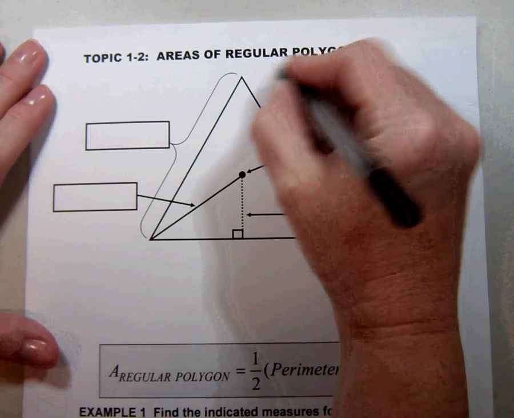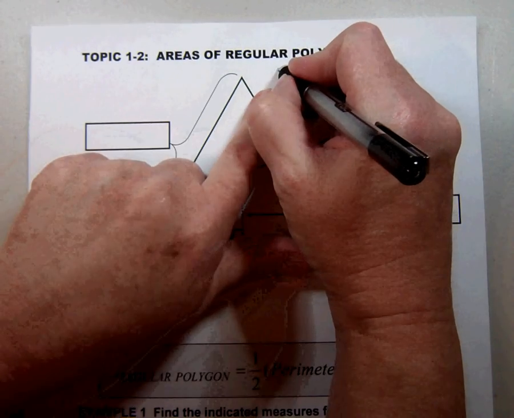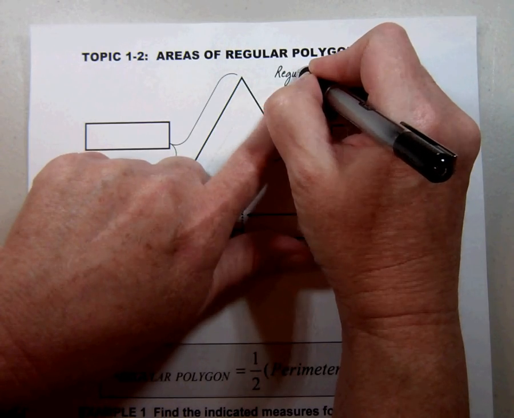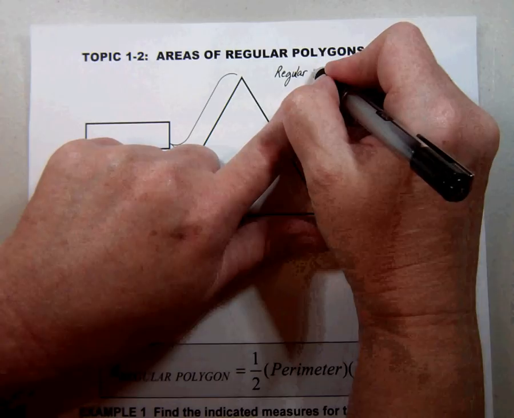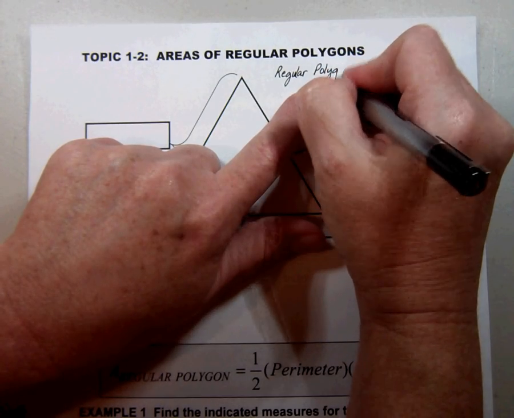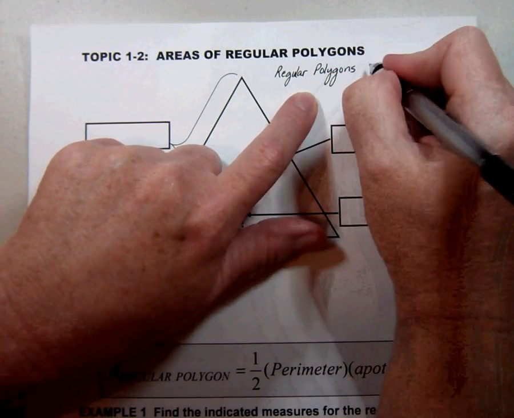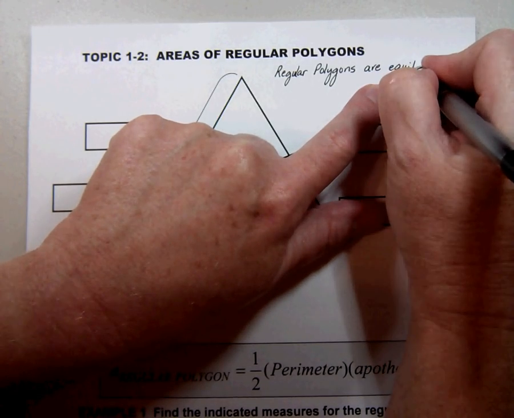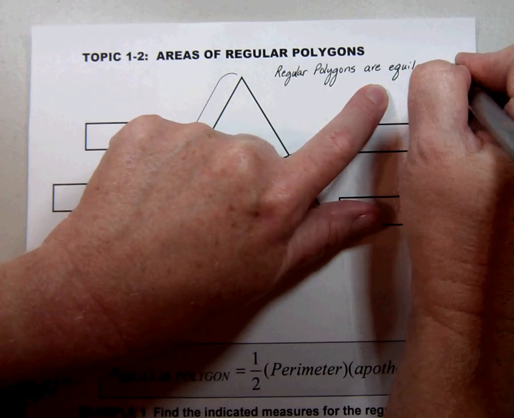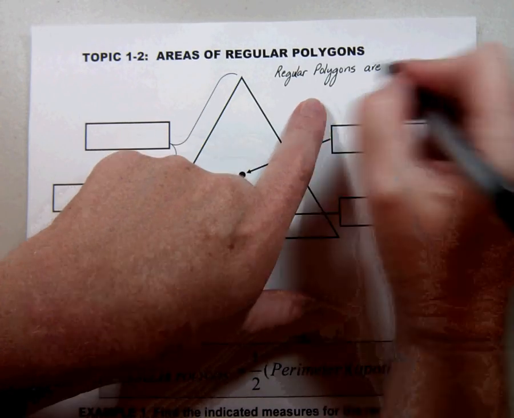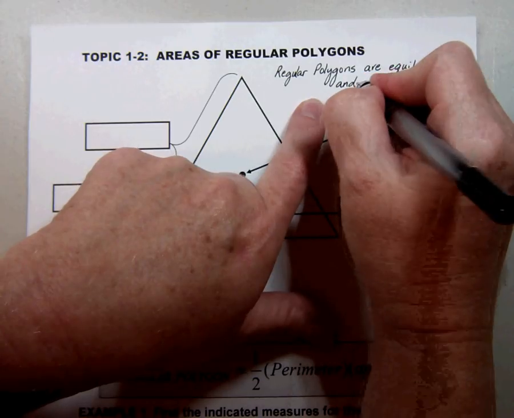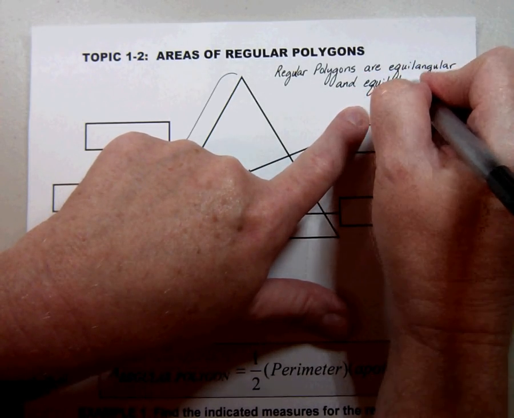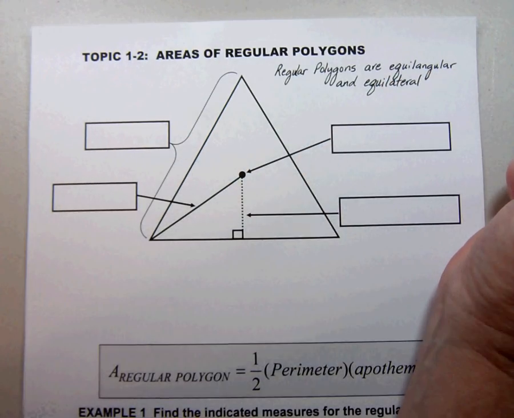Let's write that up here under this word, regular polygons. I'm going to write it up here. That's what the word regular means. So regular polygons are equiangular, that just means all the angles are the same, and equilateral, that means all the sides are the same. Okay. Make sure you remember that.